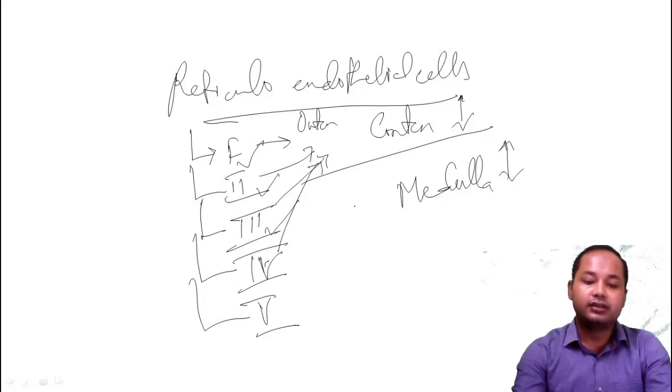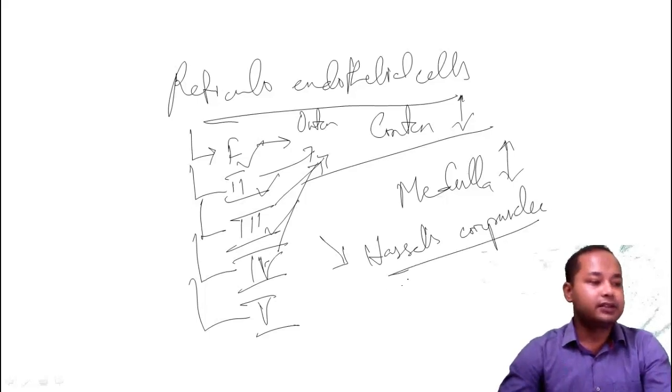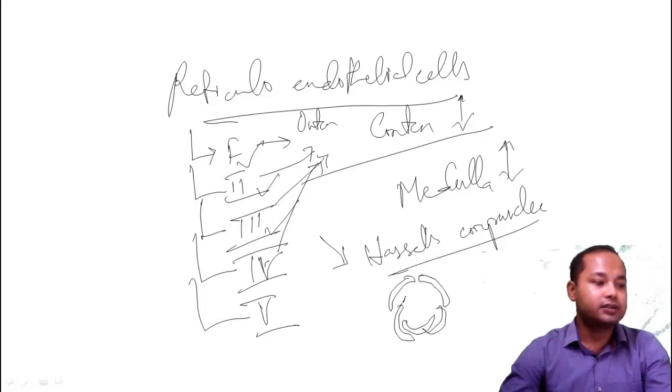Now, a very important characteristic found in the thymus gland is that it has certain landmarks from the histological point of view. This is called the Hassall's corpuscle. I will show you in the slide also. The Hassall's corpuscle is nothing but reticuloendothelial cells arranged in the form of a whorl. It is also compared to the appearance of a rose seen from above, a rose petal kind of appearance.